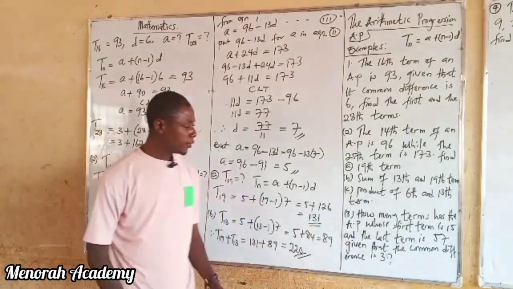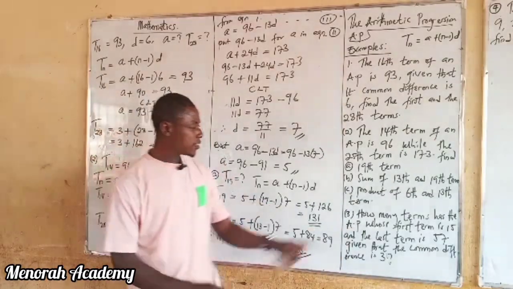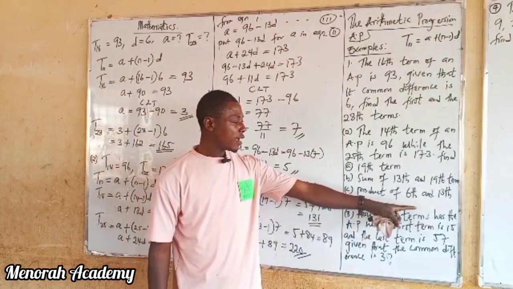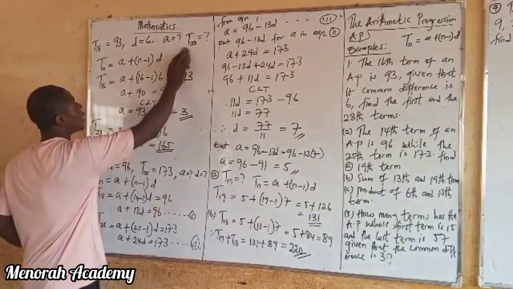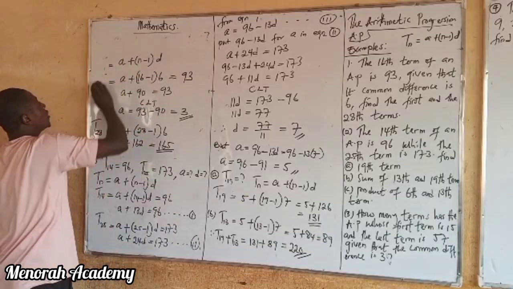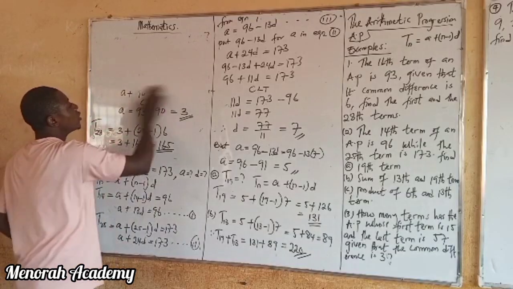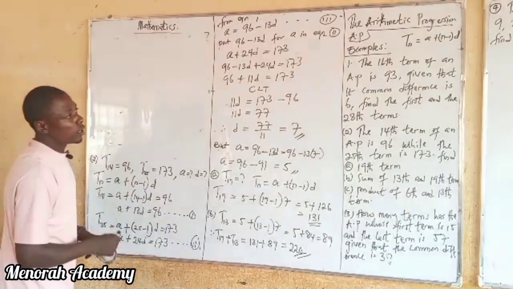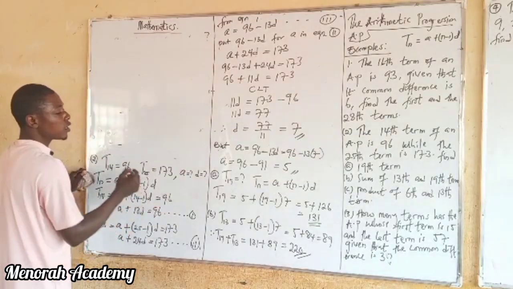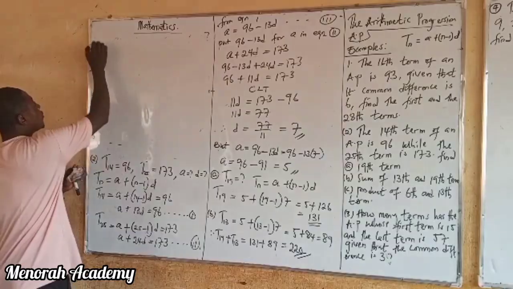Also, in number 3, in number C, rather, they say the product of the 6th and the 13th term. The product of the 6th and the 13th term. Okay, so now let's look at the product. The product is what? First of all, we find t of 6.